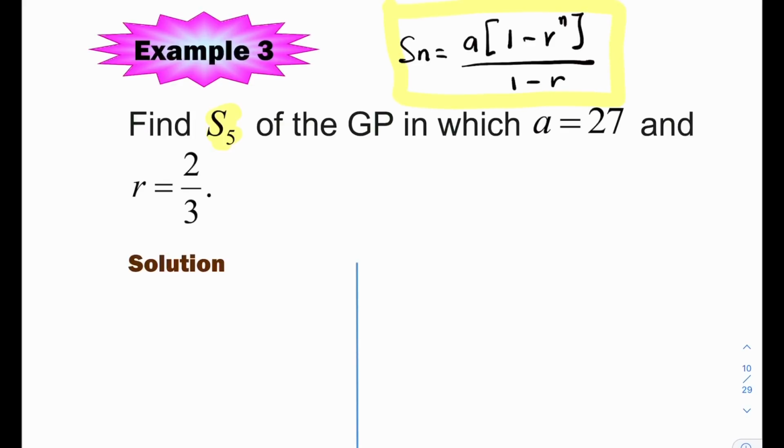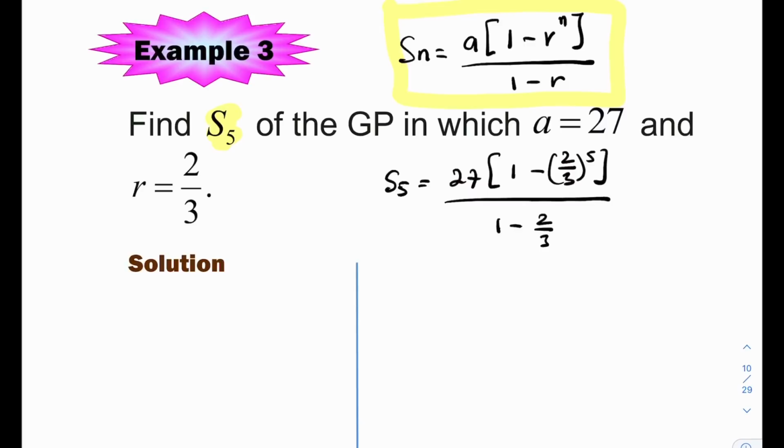Now, since we have a equals 27 and r equals 2 over 3, you just substitute into the formula. Therefore, S5 equals 27 multiplied by 1 minus 2 over 3 to the power of 5, over 1 minus 2 over 3. And then simplify. When you simplify, you will get 71 over 3. So you just use your calculator.